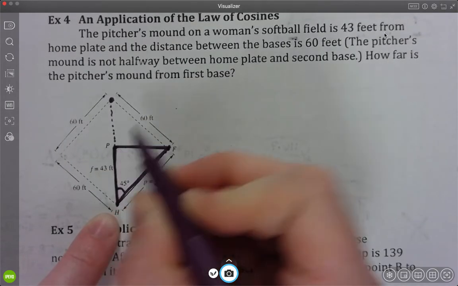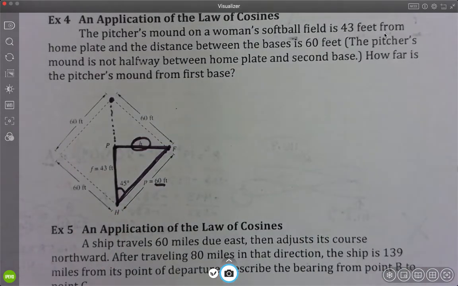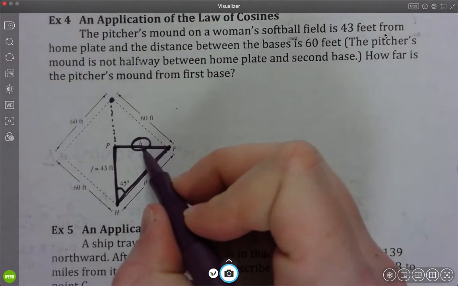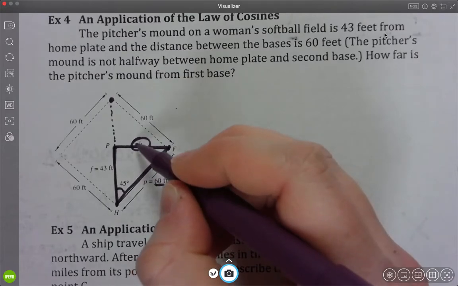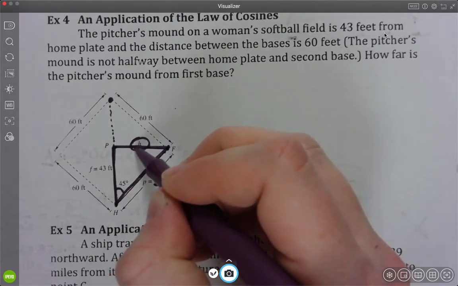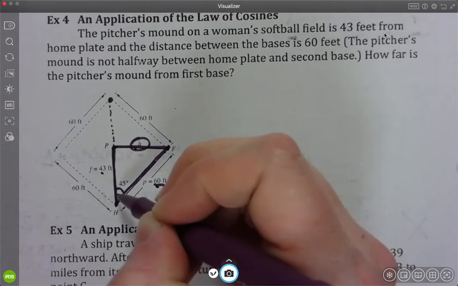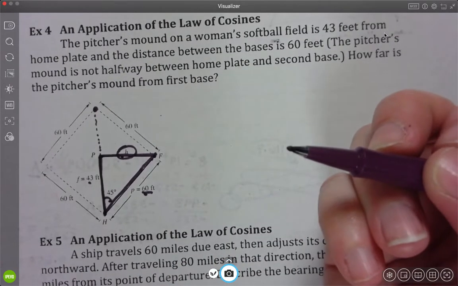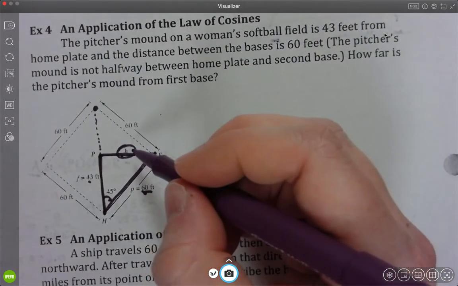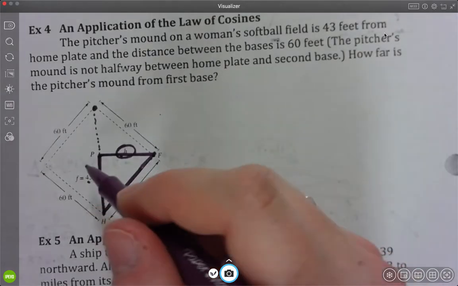They want us to find the distance that the pitcher's mound is to first base. So we're just trying to find this side. And we know that we need to use the law of cosines because we have 3 sides and 1 angle. The one angle that we have is 45 degrees. One of the sides we are solving for, but we do have 3 sides, 1 angle.